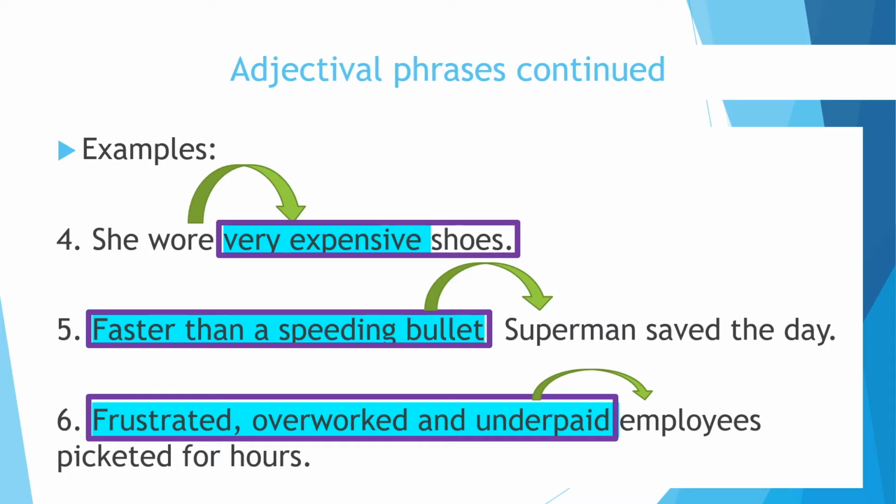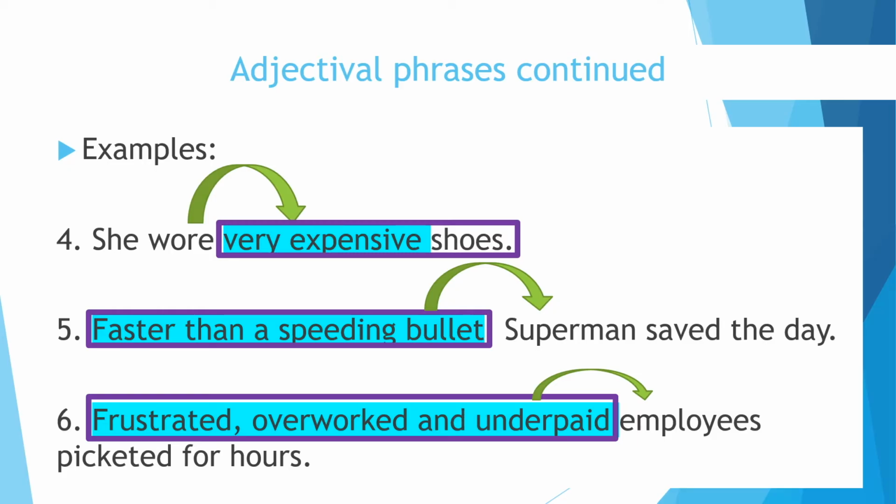Remember, a phrase cannot stand on its own because it does not contain a finite verb. What words in the sentence can be removed and the sentence will still make grammatical sense? We can think of our phrase as this. If we can remove a part of a sentence and the sentence still makes grammatical sense, that means the part of the sentence that we removed is a phrase. Let's look at number 4. She wore very expensive shoes.